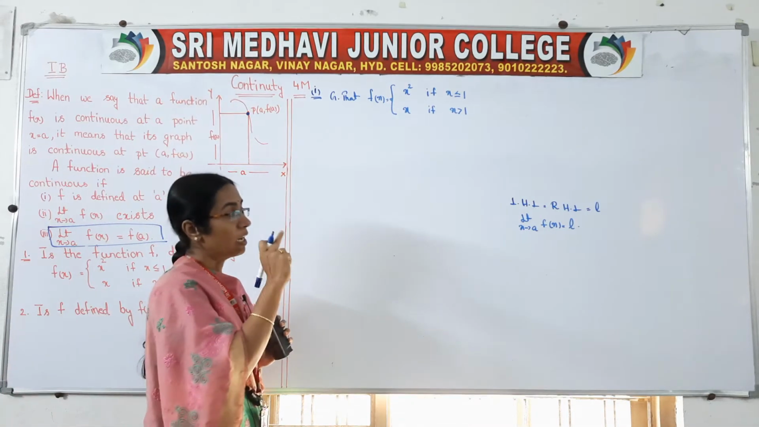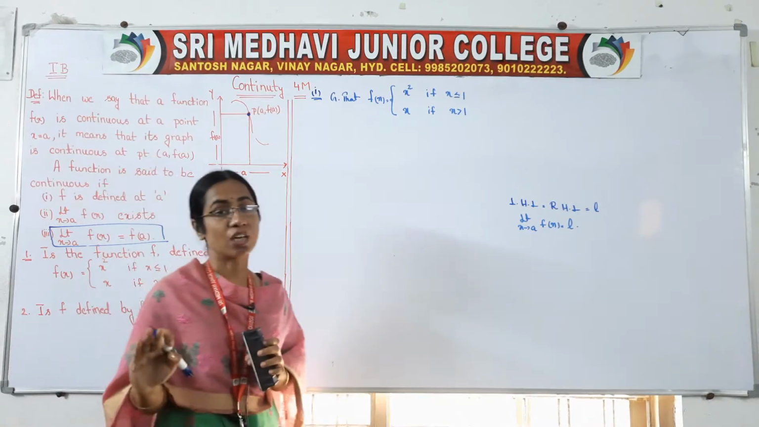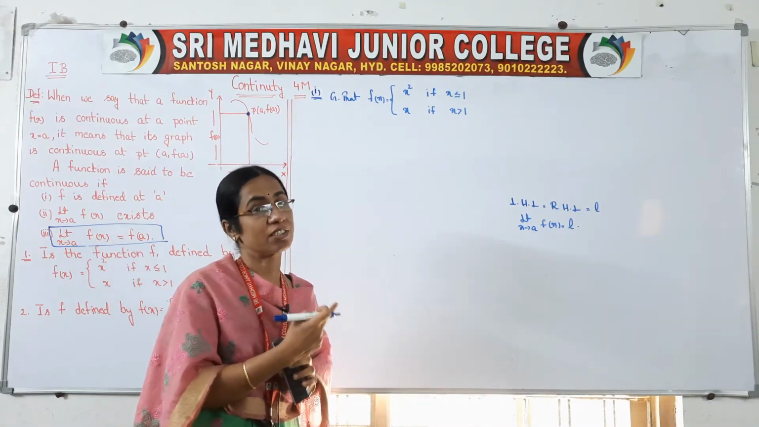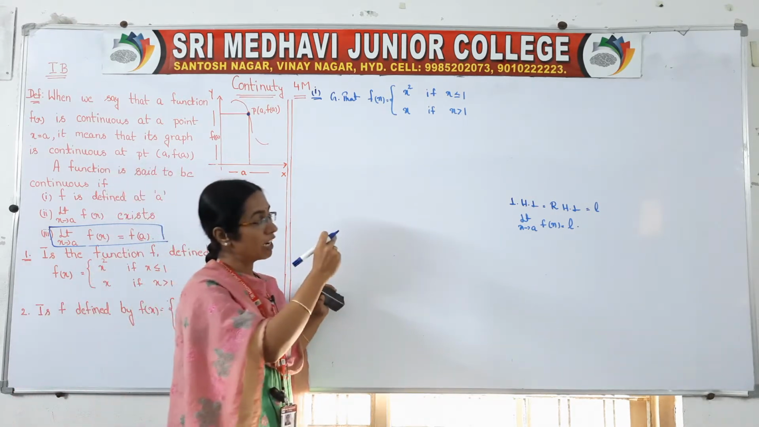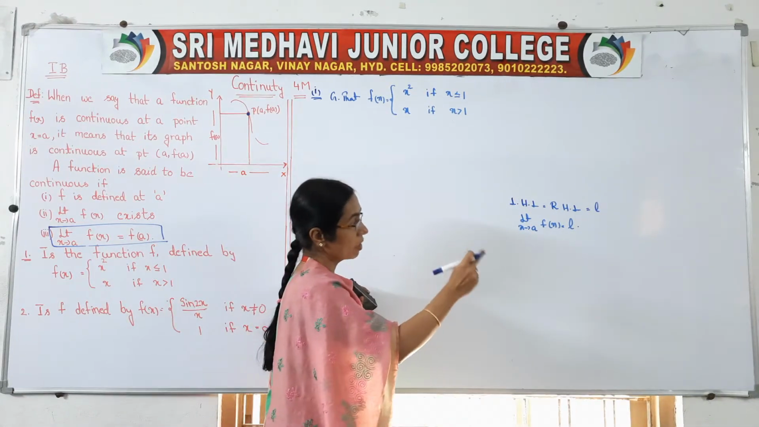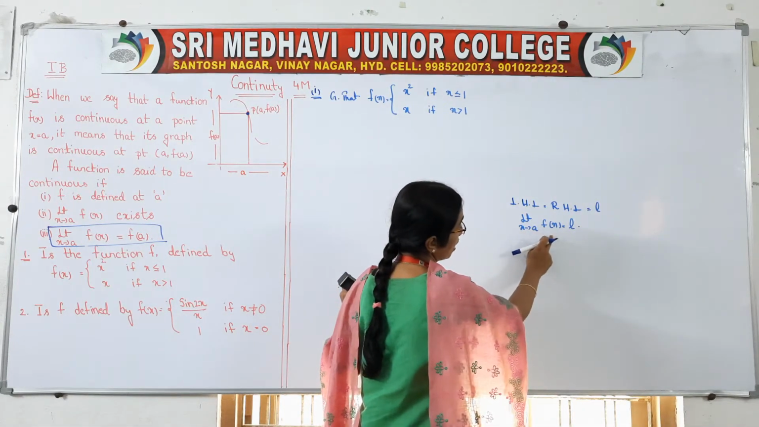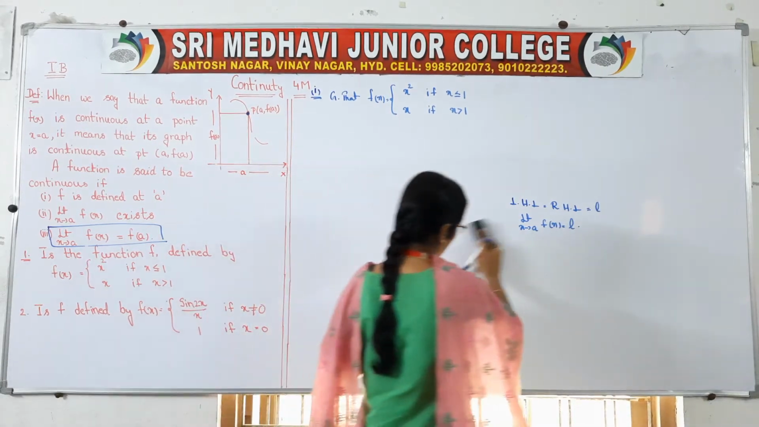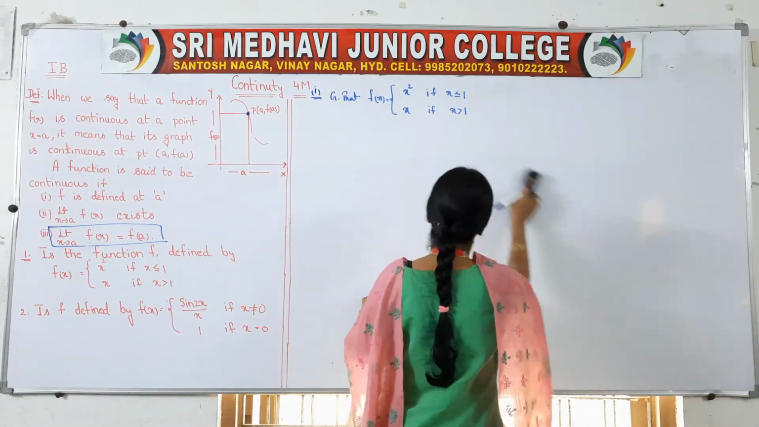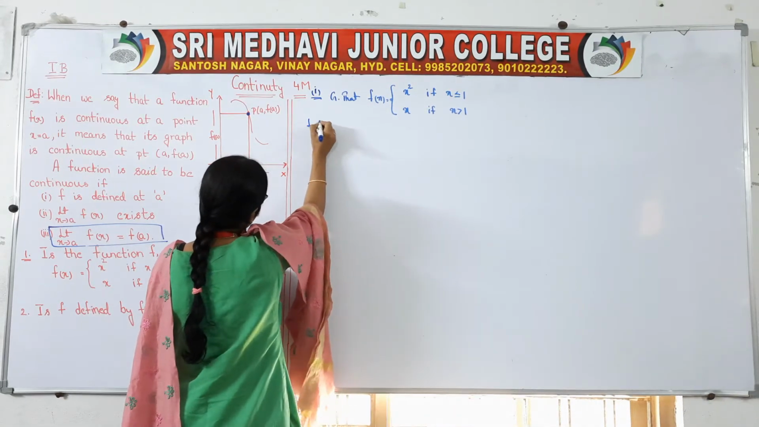Suppose your left hand limit is not equal to right hand limit, then that limit does not exist. Already we discussed these things in our limits chapter, right? If left hand limit is equal to right hand limit is equal to some value, then we will write limit x tends to a f of x is equal to L. Okay, so come on, now you take your left hand limit. What is your left hand limit?